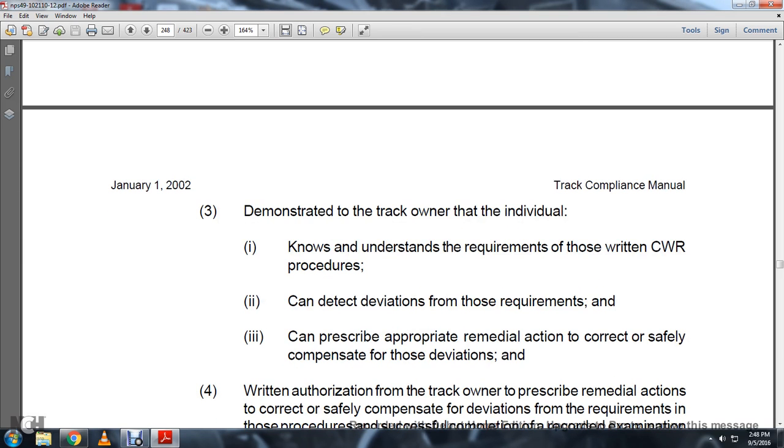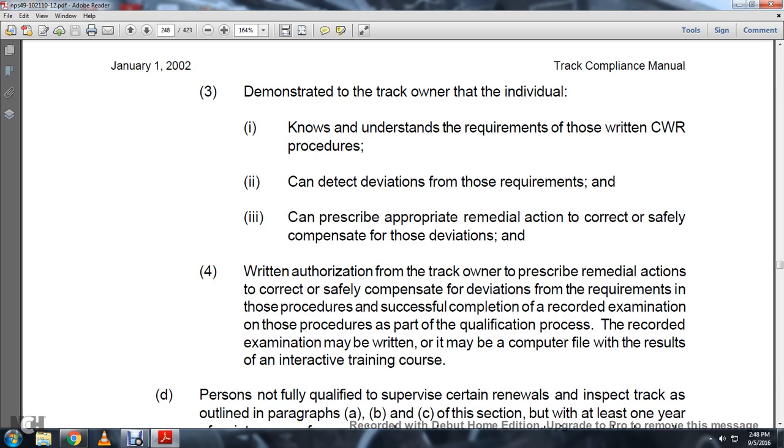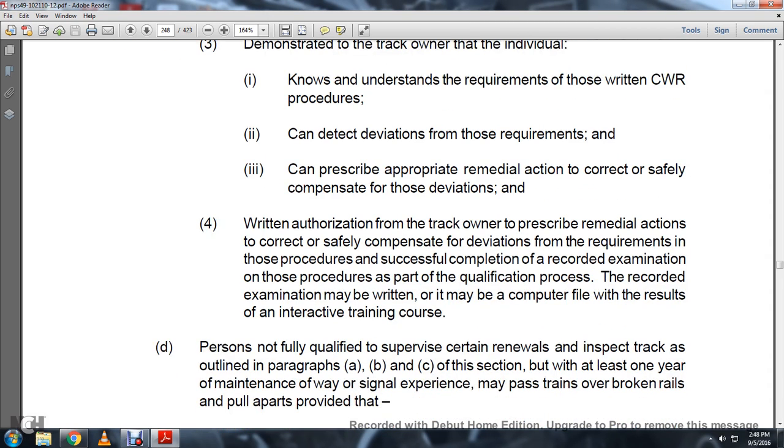2. Can detect deviations of those requirements. 3. Can prescribe appropriate remedial action to correct and safely compensate for those deviations. And 4. Has written authorization from the track owner to prescribe remedial action to correct and safely compensate for a deviation from the requirements of those procedures. Successful completion of the recorded examination on those procedures is part of the qualification process. The recorded examination may be written or may be computer-based with the results of an interactive training course.